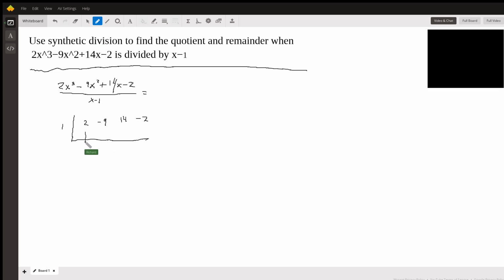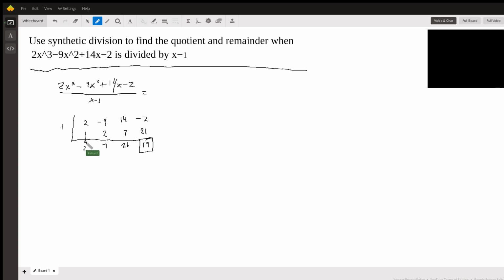So you bring down the leading coefficient, which is 2. Then 2 times 1 is 2. You add them, so you get 7. 7 times 1 is 7. Add them, you get 21. 21 times 1 is 21. Add them, you get 19. So 19 is our remainder. I like to put a box around it like that.